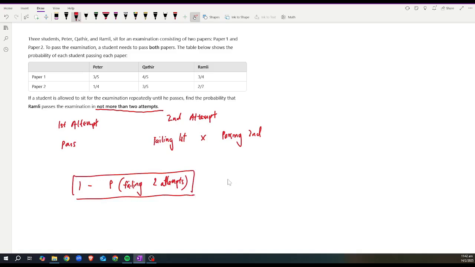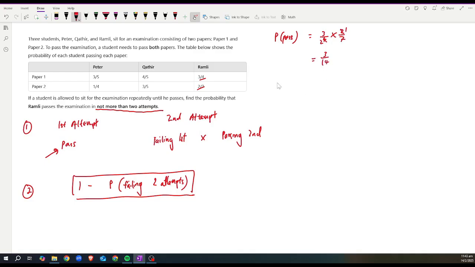Then now you have to consider the probability of Ramli passing and failing, right? What's the probability of passing? You need to calculate that in order to do the first way. To do the second way, you just need to find the probability of failing. So how do we consider that? The probability of passing is just, because the only scenario in which you can pass is you have to pass both papers, the odds of passing paper one times the odds of passing paper two. So it's quite straightforward. So this is 3 out of 14.